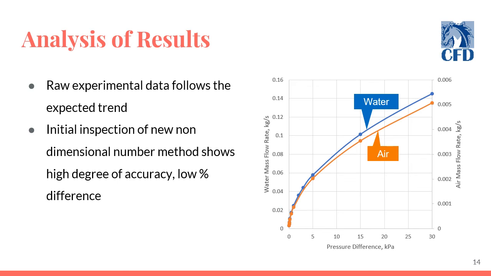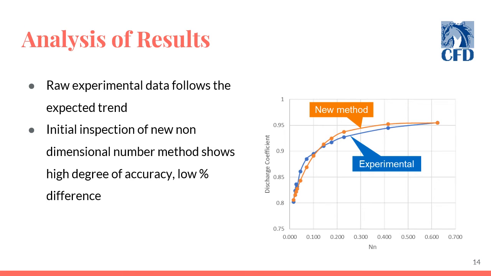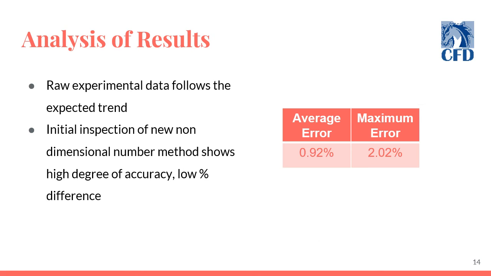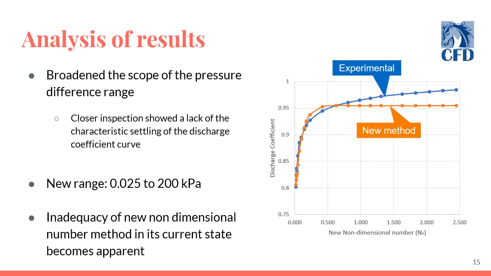At first look, the trends of the experimental data followed the expected curve, and implementation of the new non-dimensional number method led to very low errors. But upon closer inspection, the range of pressure difference used so far was deemed insufficient, as the experimental discharge coefficient curve seemed incomplete. The scope of pressure difference was therefore increased to cover much lower pressures, going from 25 pascals to 200 kilopascals. After gathering data all the way through this range, the experimental trends could be properly seen, but it also demonstrated the inadequacy of the new method in its current state, as big gaps began to show that could not be corrected through the coefficient manipulation process.